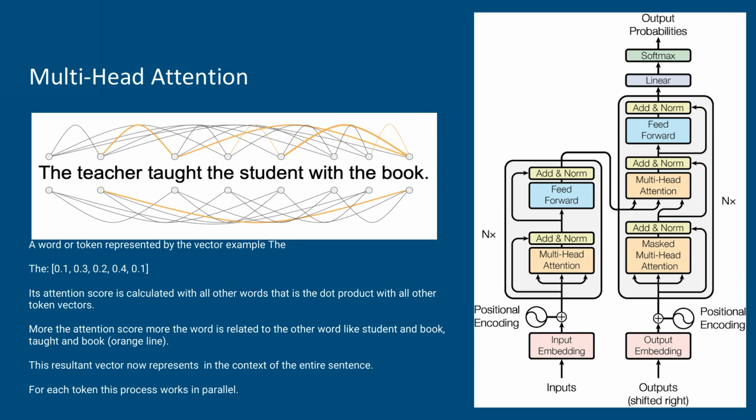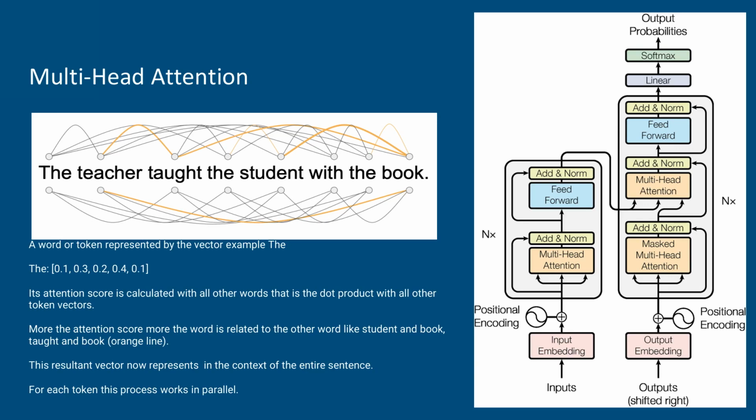Multi-head attention. It comes under the encoder module, which is created of multiple layers of multi-head attention and feed-forward module. A word or token is represented by a vector, for example the four-dimensional vector as shown on the screen. Its attention score is calculated with all other words, that is the dot product with all other token vectors.